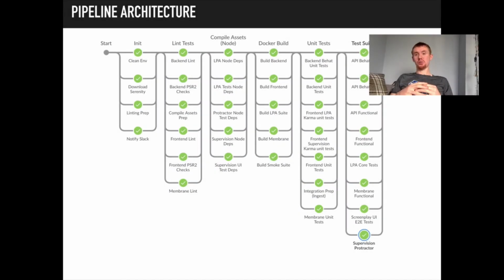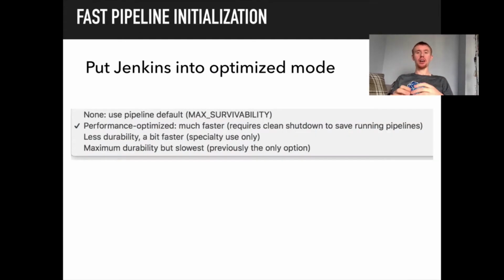Now that we're finished with talking about hardware and infrastructure, we can come back up to talking about the pipeline itself. Again, here is an example pipeline. And when Jenkins is actually operating, there is a setting in Jenkins that you can activate, which you can change from the default, which is max survivability, to performance optimized mode. So this will change the whole of Jenkins, the way in which the main Jenkins master is working, and how that master is interacting with the workers.